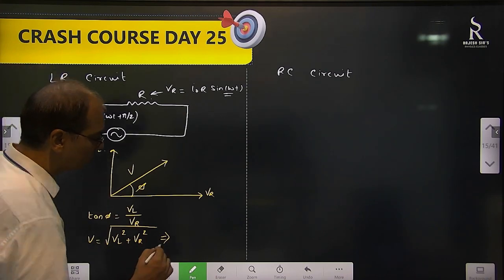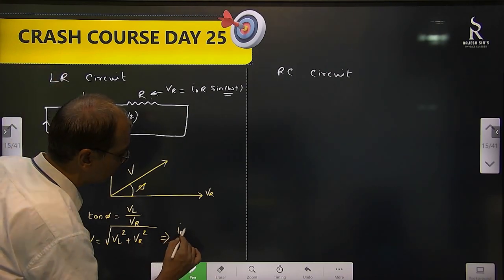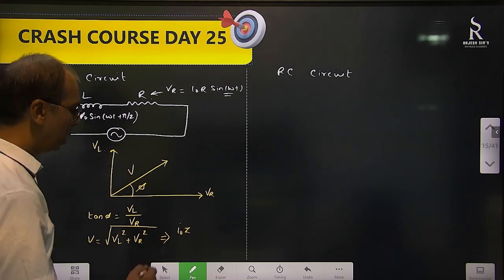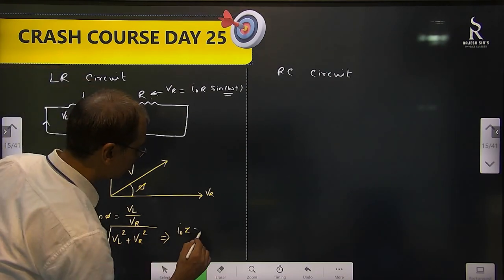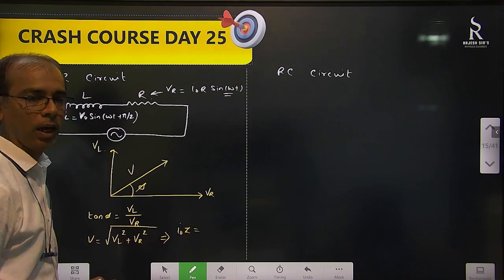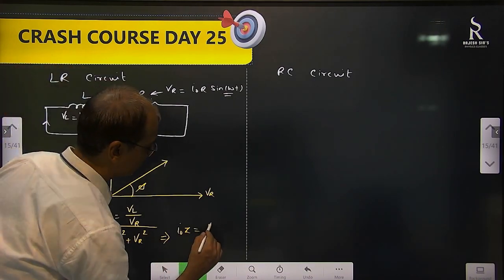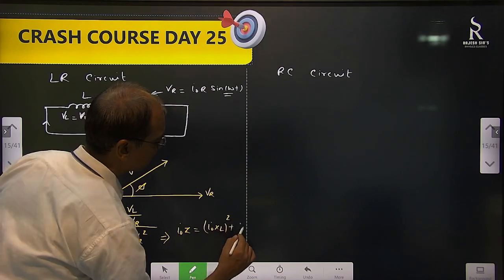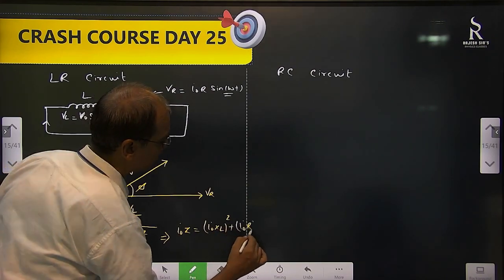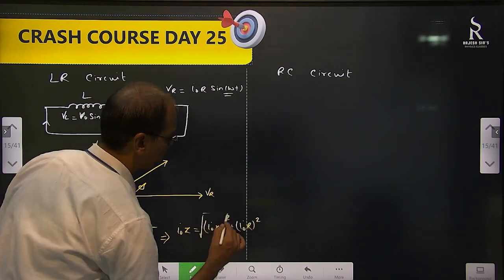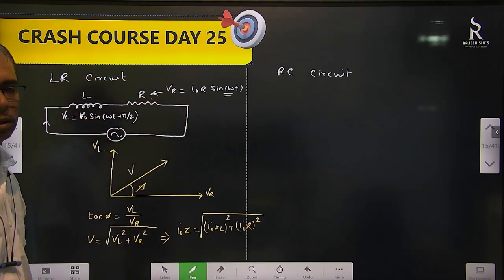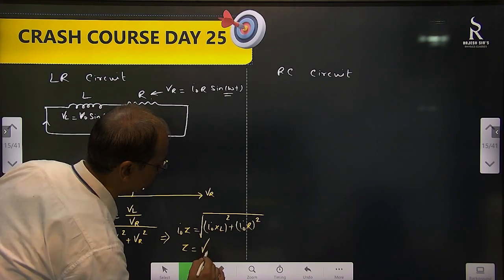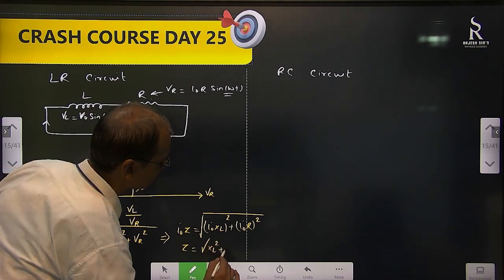Suppose I write it in terms of the maximum, so I naught into Z. Now what is this Z? We call it impedance. So I naught into Z. VL is I naught into XL, we have seen that before. So it is the square root of I naught XL whole square plus I naught R whole square. I naught we can take common and cancel it. So Z is equal to root over XL square plus R square.